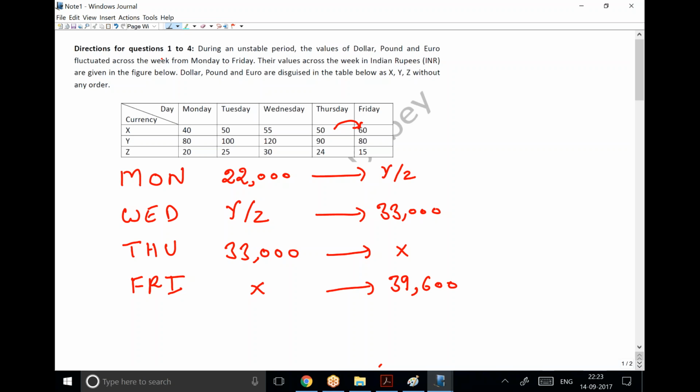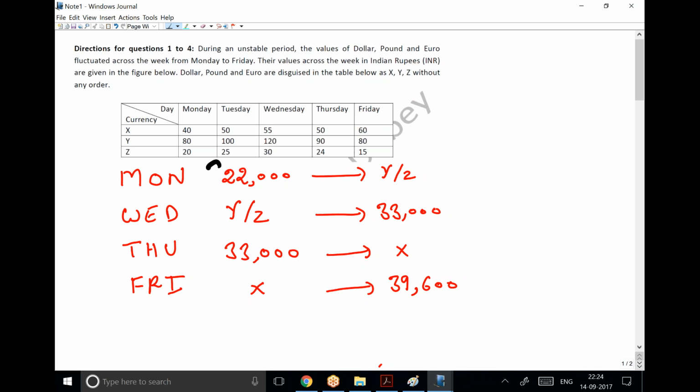So you can see the first transaction we have done, converting INR to either Y or Z. Second transaction we have done while converting Y or X into INR, and then on Wednesday to Thursday I'm not investing. Then on Thursday I will again convert INR into X, and finally I converted X into INR. So we have done 4 transactions.